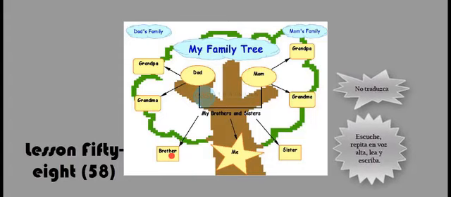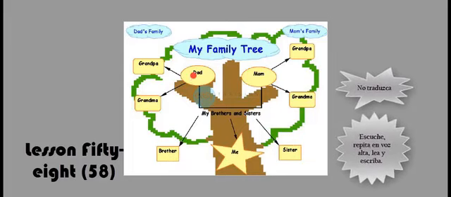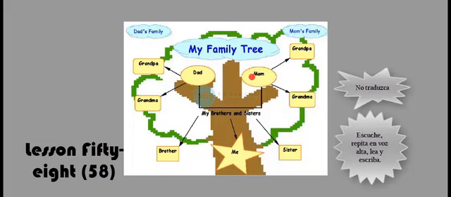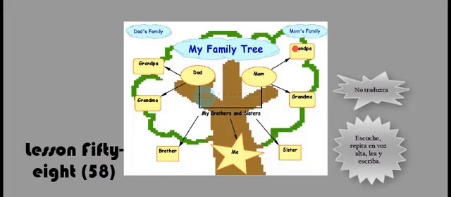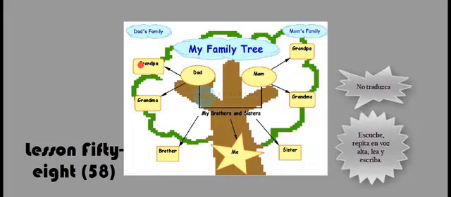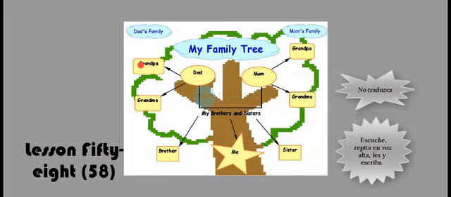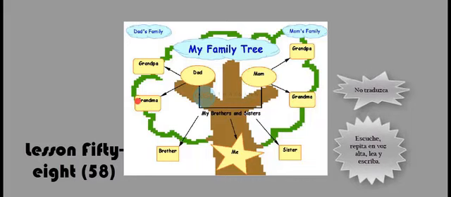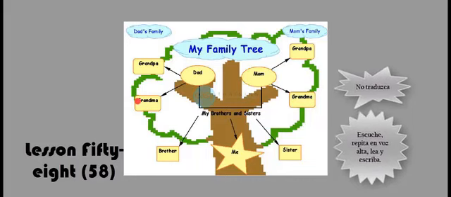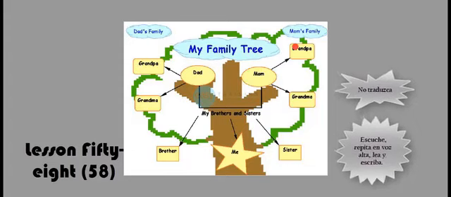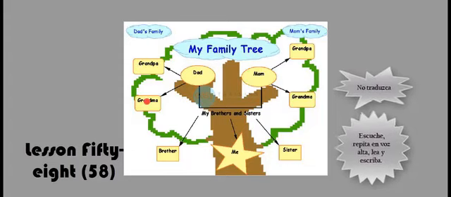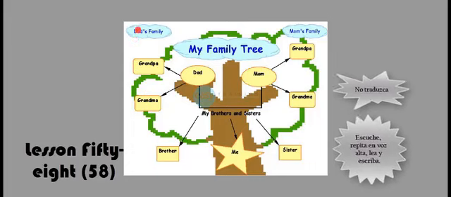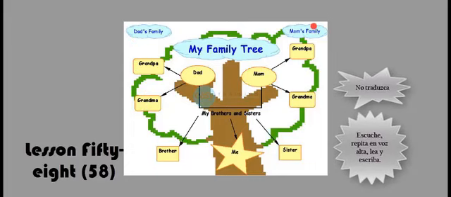So I have one brother and one sister. I have my dad and my mom. And I have a grandpa on the side of my mom and a grandpa on the side of my father. I have a grandma on the side of my mom and a grandma on the side of my dad. So I have two grandpas and two grandmas. Right? Because this is my dad's family and this is my mom's family.